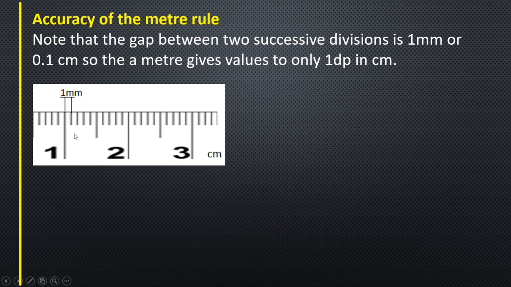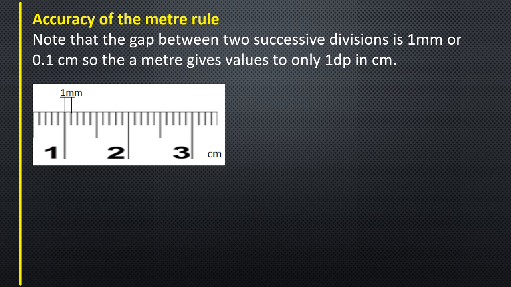So I do not expect you to use a meter rule and give me two decimal places. Like for example, you say I got 2.2 or 2.34. The second decimal place is just assumed. You cannot put it there.